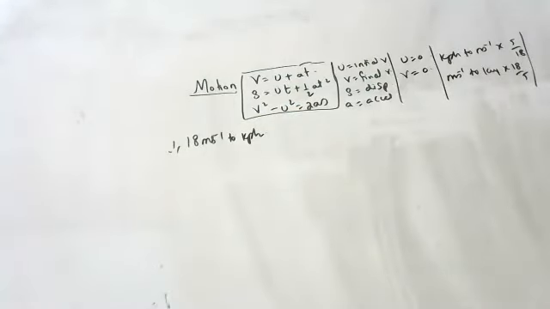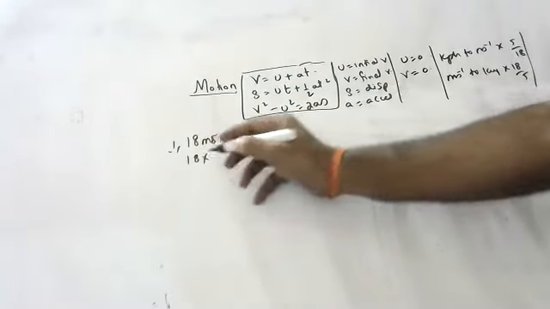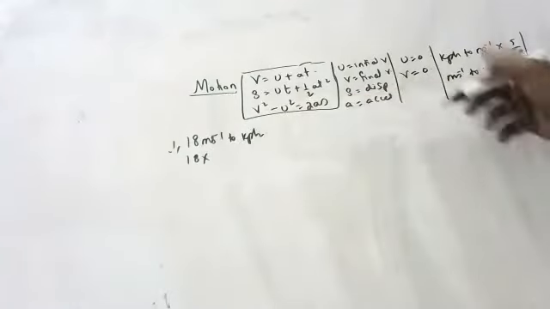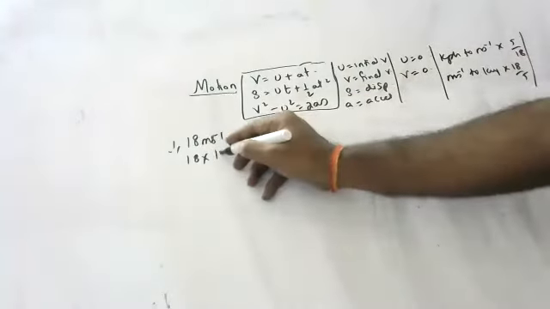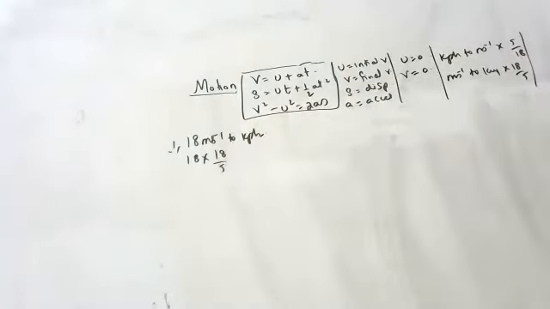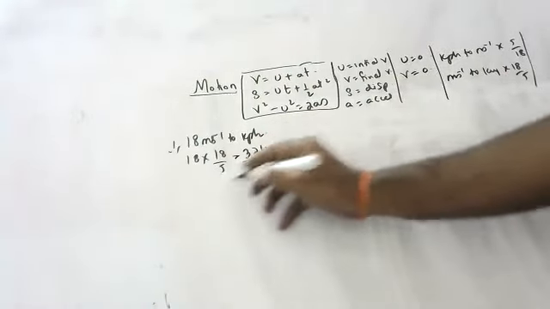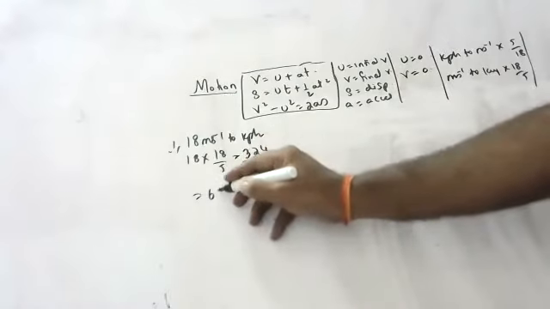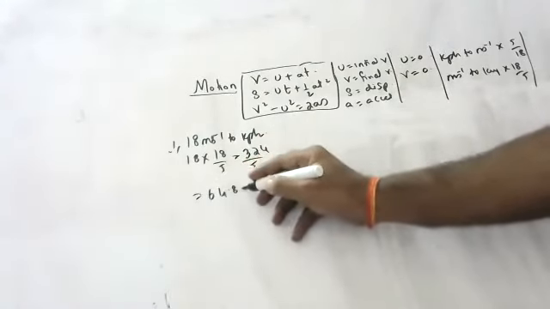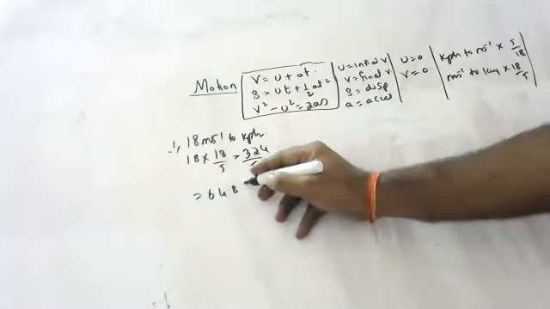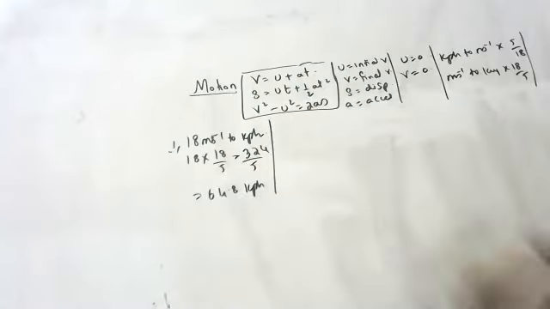18 meters per second to kmph, so 18 into 18 by 5. I'm telling meters per second to kmph, not kmph to meter per second. We should be very, very careful. 18 into 18 is 324 by 5. That is 64.8 kmph. Okay, children, be careful. Whenever I'm asking any question, please be careful.